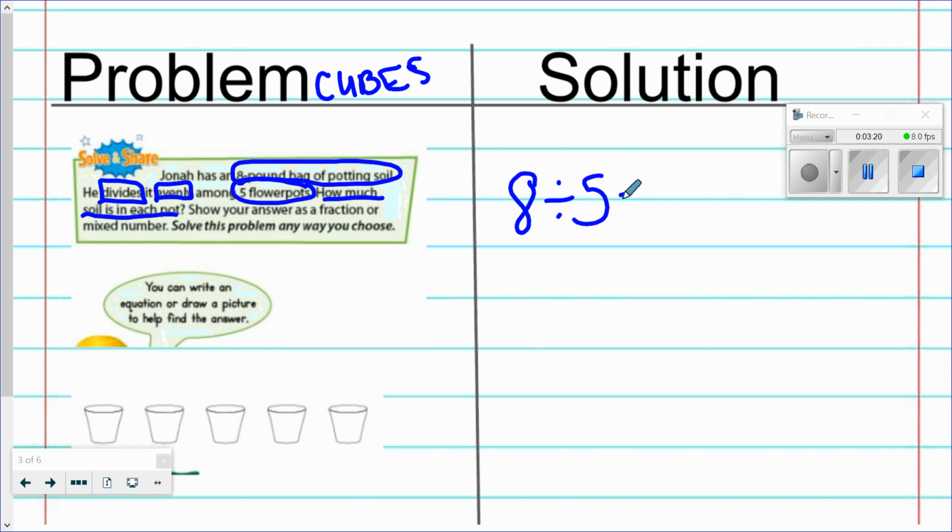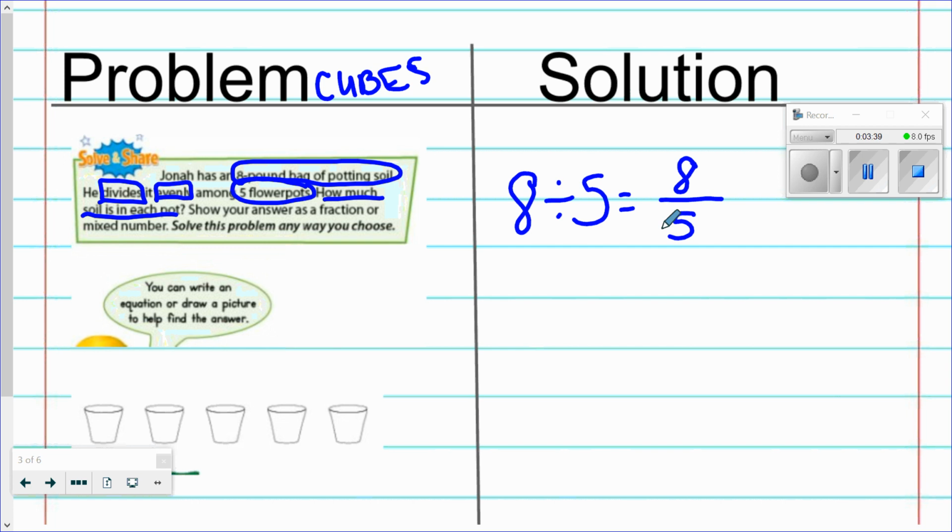And then from yesterday, we did a little review that I can write this as a fraction, and my fraction bar means the same thing as division. It's just a different way to write a division sign. And I'm dividing 8 divided by 5. So 8 is going to be my numerator, 5 is my denominator.